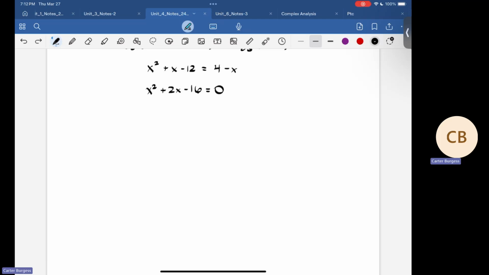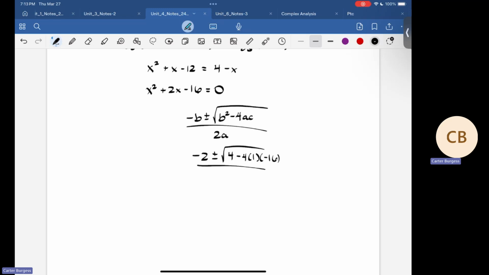In this case, this is a quadratic that does not factor. There are no two numbers that multiply to make negative 16 that add to make 2. And so we are looking for quadratic formula, negative b plus or minus the square root of b squared minus 4ac, all divided by 2a. This is going to be negative 2 plus or minus the square root of 4 minus 4 times 1 times negative 16, all divided by 2. That's going to give me negative 2 plus or minus the square root of 68 divided by 2.